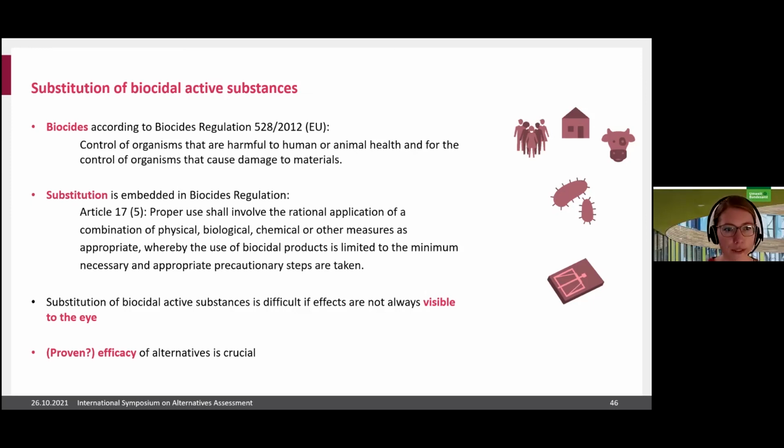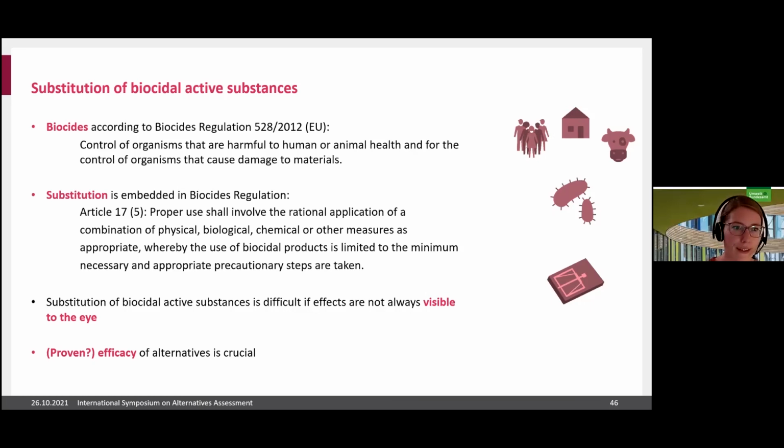The substitution of biocidal active substances is a little bit difficult because they have to be effective, but this effect is not always necessarily visible to the eye. So if you have harmful organisms that you're not able to see, for example, bacteria or viruses, it's hard to see whether a product has been effective or not. And for non-chemical alternatives, for example, mouse traps, it is crucial that their efficacy is proven to make them available on the market, and especially make them successful on the market.